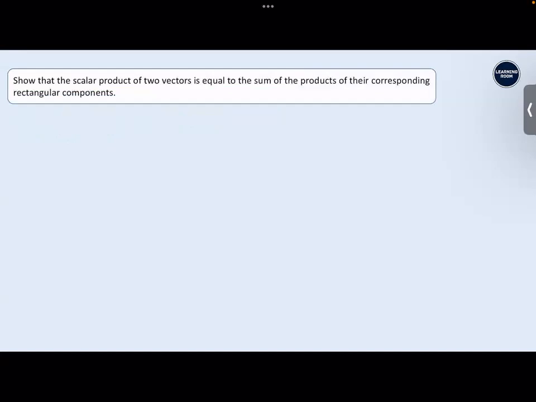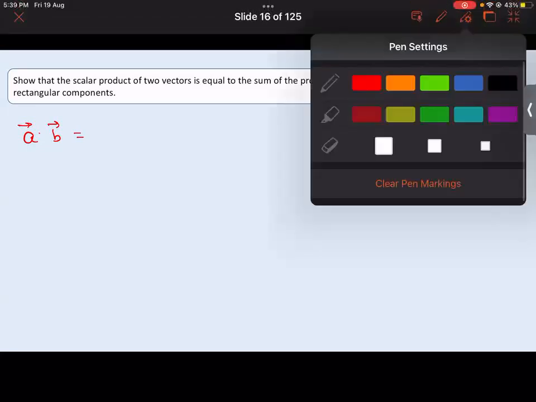Third, show that the scalar product of two vectors is equal to the sum of the products of their corresponding rectangular components. So this we already proved.